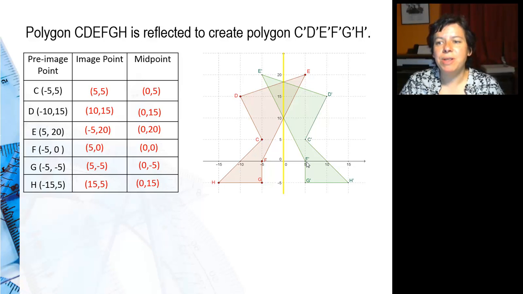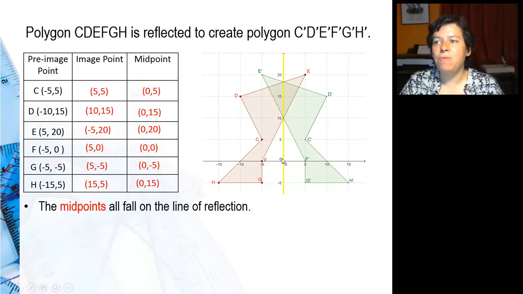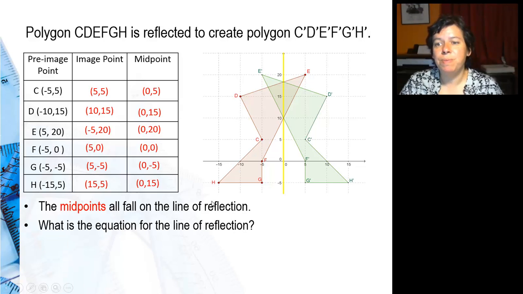You should notice something in common with all the midpoints. In fact, the midpoints all fall on the line of reflection, because they should be. The points should each be equidistant from the line of reflection, so the line of reflection should be halfway between any 2 points on the image and pre-image. So what is, in this case, this is a very special case, what is the equation for the line of reflection? Well, you notice all of these points, x is 0. Well, I could just say x equals 0, which also happens to be the y-axis.